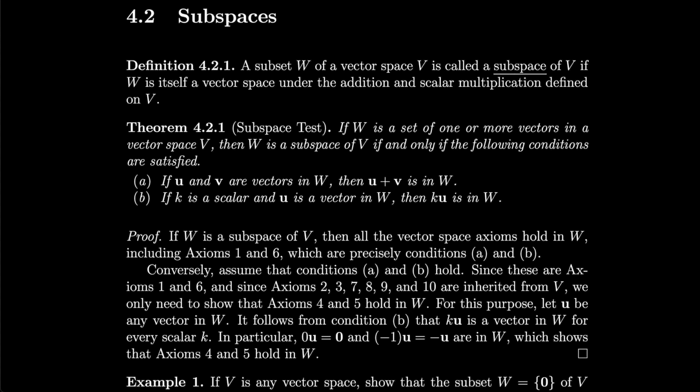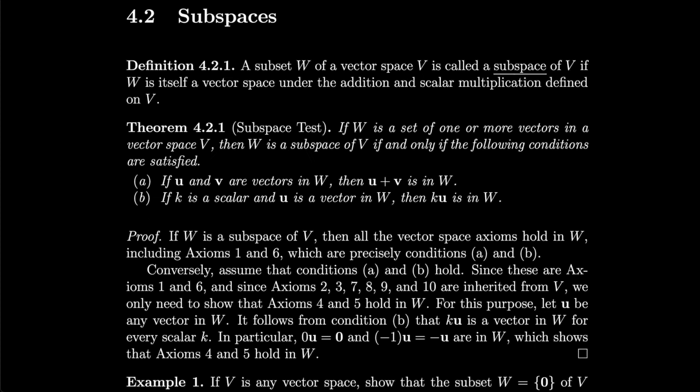Section 4.2, Subspaces. A subset W of vector space V is called a subspace of V if W is itself a vector space under the addition and scalar multiplication defined on V. In order to see if subsets in general of vector spaces are subspaces, we have a subspace test, because not every subset of a vector space is automatically going to be a subspace.